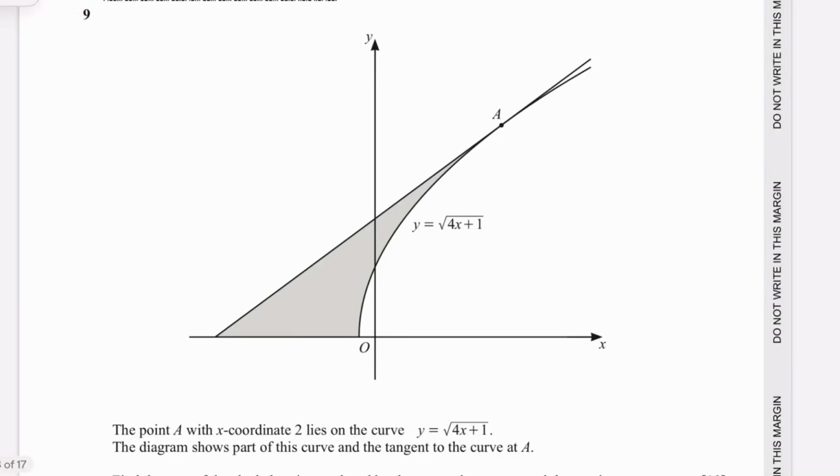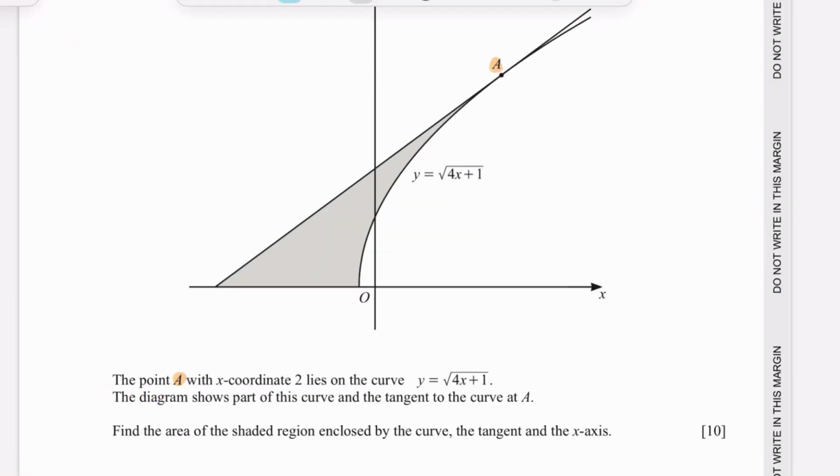Question 9. Point A with x coordinate of 2 lies on a curve y equal to square root of 4x plus 1. And this is the curve.